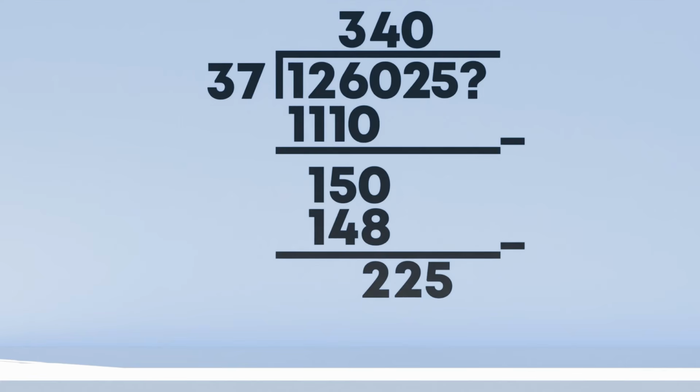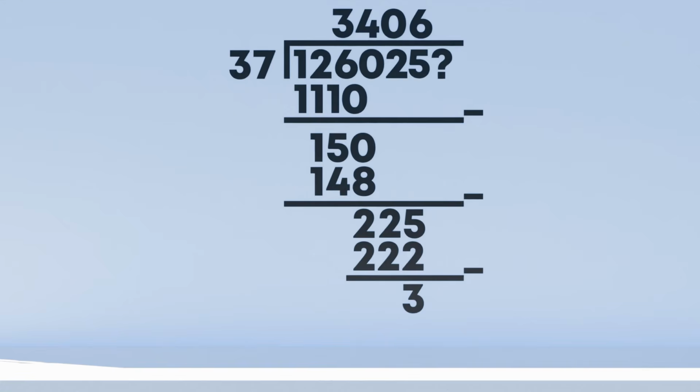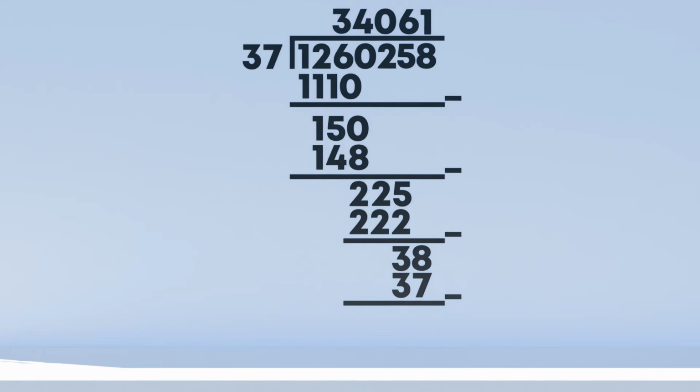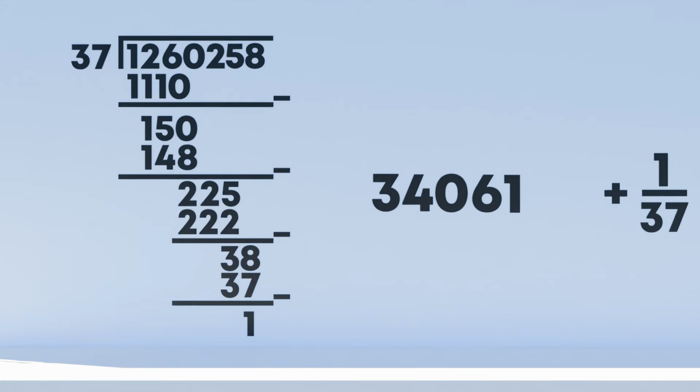How many times does 37 fit inside 225? 6 times, so write that down and do 6 times 37. 225 minus 222 equals 3, so write it down and append the final 8. How many times does 37 fit inside 38? Once, so we do 38 minus 37 and get a final 1 here. Now we're out of digits, so our final answer is 34,061 with a remainder of 1.